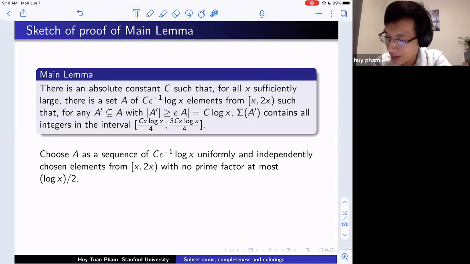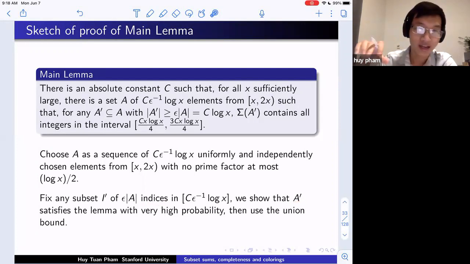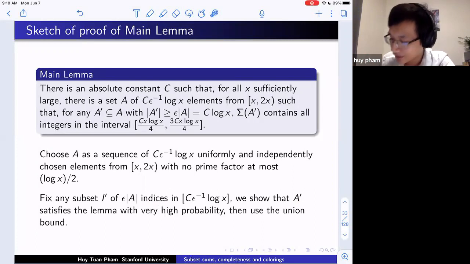Now, after that, we will show that if we choose A randomly that way, then this property is satisfied with high probability. And in fact, what we will do is to simply fix a subset I prime of epsilon A many indices of the interval from 1 to C epsilon inverse log x. And once we fix these indices, we have also fixed a subset A prime of A. So we look at the subset of A corresponding to the elements with those indices. And we'll show that the subset A prime will satisfy the last conclusion here with very high probability.